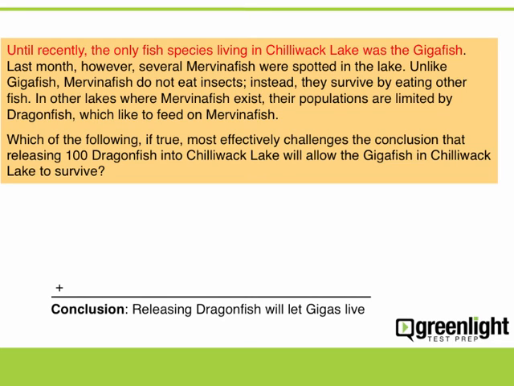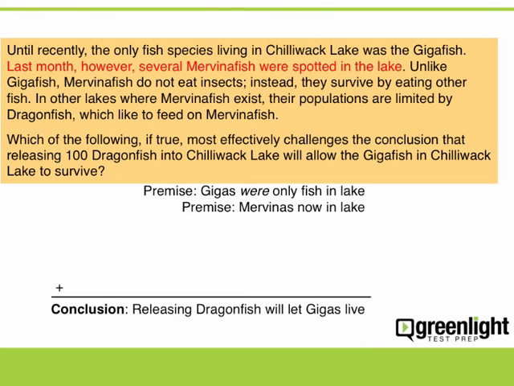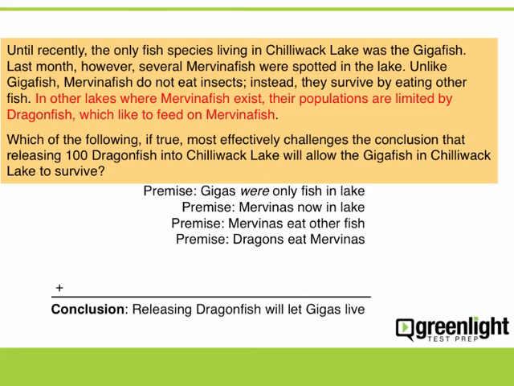Now, as far as supporting evidence goes, we have this part where we are told that the gigafish used to be the only fish species in Chilliwack Lake. We'll summarize that here. Next, we're told that the Mervina fish were found in the lake last month. We can summarize this as follows. Then we're told that the Mervina fish survive by eating other fish, so we can summarize it this way. And finally, we're told that in other lakes, dragonfish limit the Mervina fish population by eating them. One way to summarize this is as follows. The basic structure of the argument looks something like this.